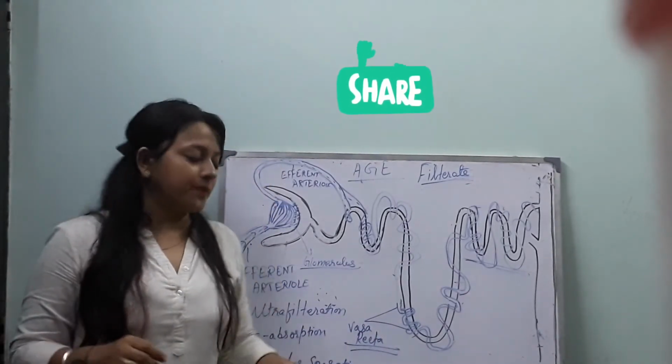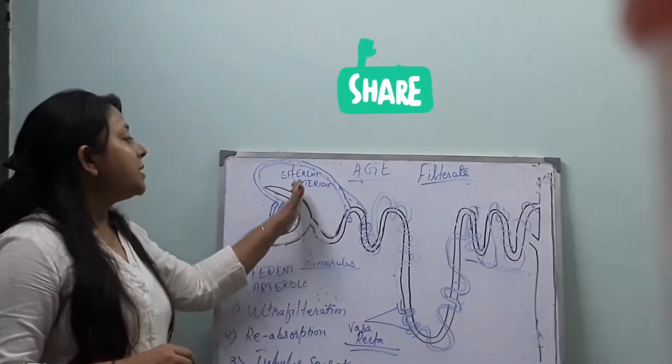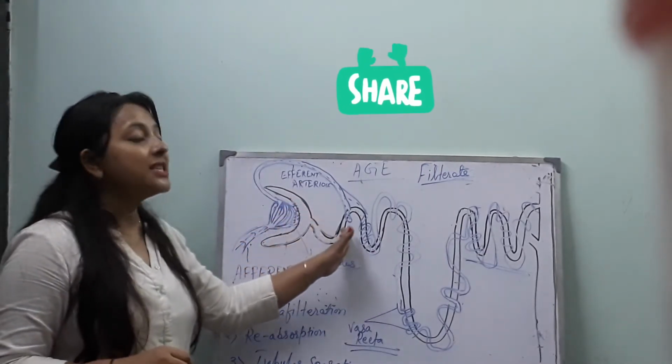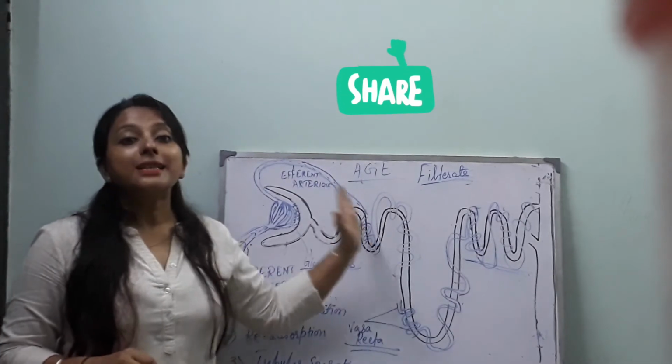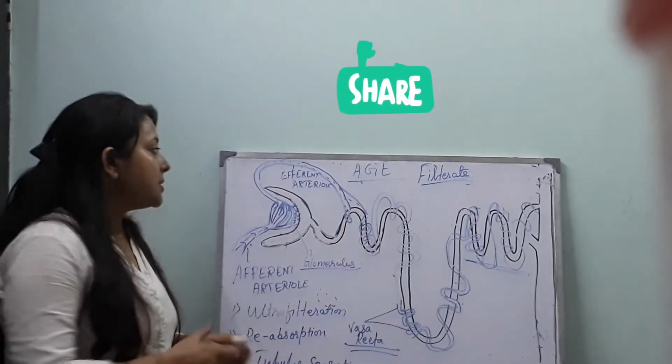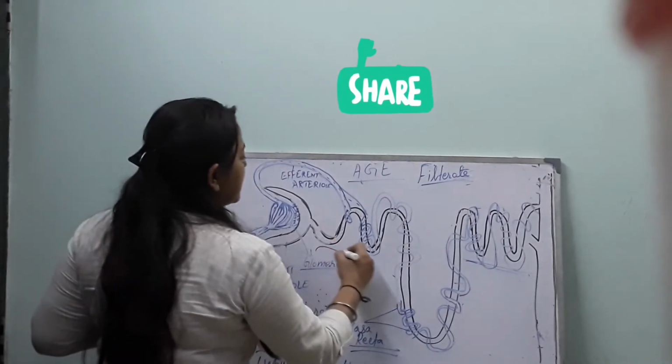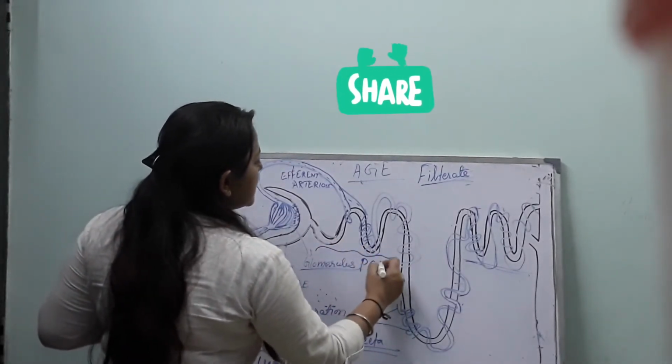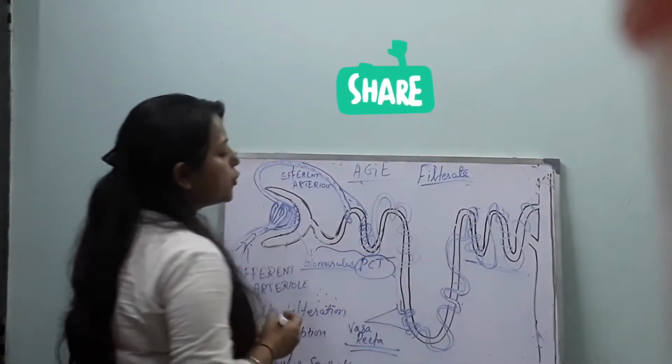The second step: when filtrate enters the next part of the nephron, the next part is the proximal convoluted tubule, the PCT.